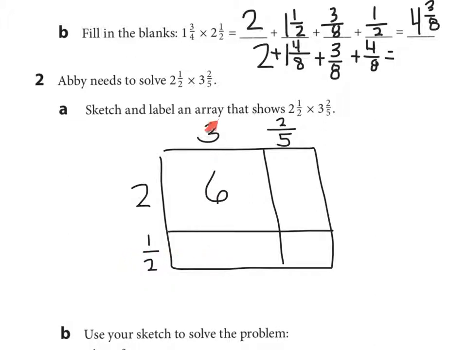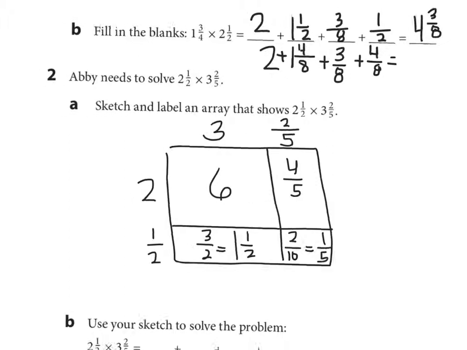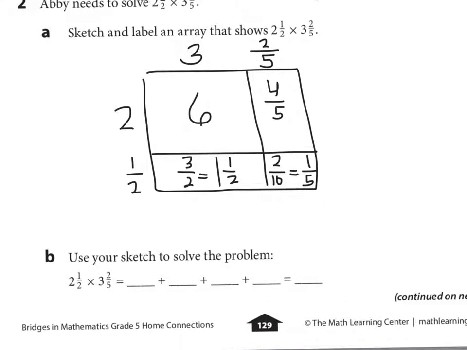Next, 1/2 times 3 is what? That's right, 3/2, which is the same as 1 1/2. In my next box, 2 times 2/5 would be 4/5. And then lastly, 1/2 times 2/5 would be 2/10, which I know 2/10 is the same as 1/5. Is that correct? I need to follow directions. This says sketch and label an array, so that's what I did. I drew the array and I labeled it.